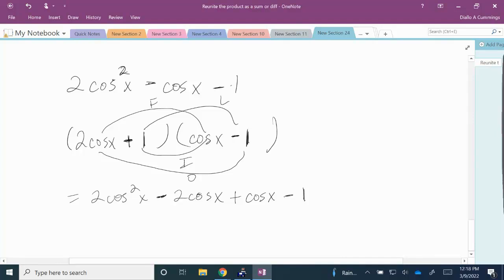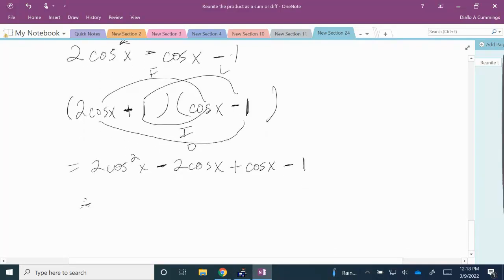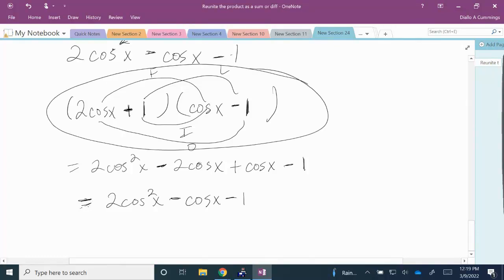And now I will combine like terms. So I'm going to bring down my 2 cosine squared x. -2 cosine x plus cosine x gives me negative cosine x minus 1. So I know that this is the correct factorization. Now we'll see in a second why it's important to be able to factor quadratic equations to factor trig equations.